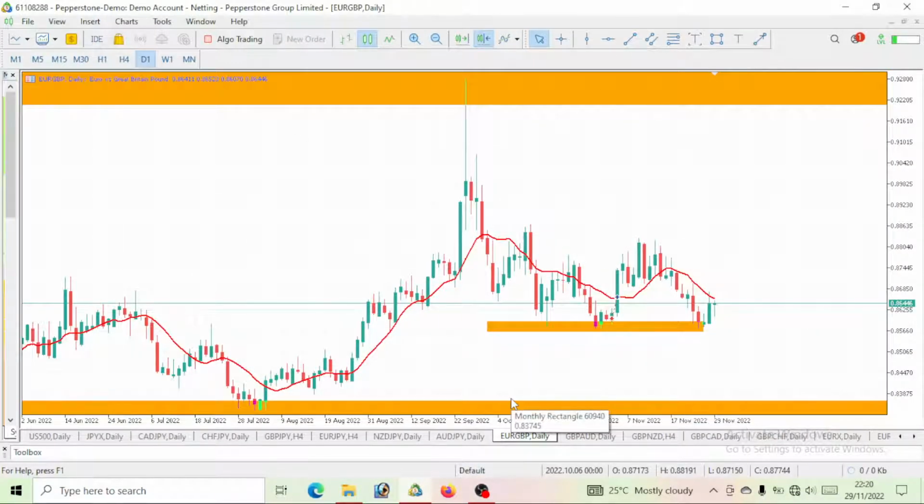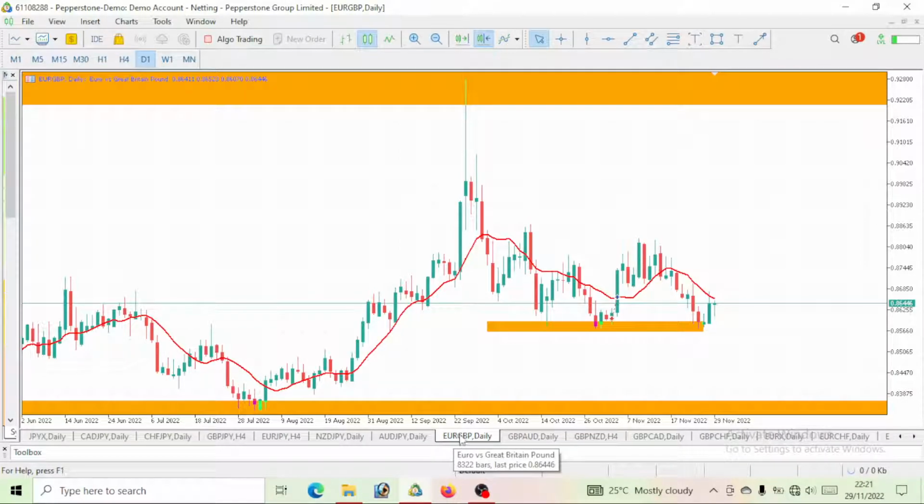Okay, guys, let's take a look at our GBP pairs. We'll take a look at EUR/GBP, GBP/AUD, GBP/NZD, GBP/CAD, and GBP/CHF. So on this EUR/GBP, if you take a look at it on the daily time frame, you can see the full trend. This is kind of like a bearish move.